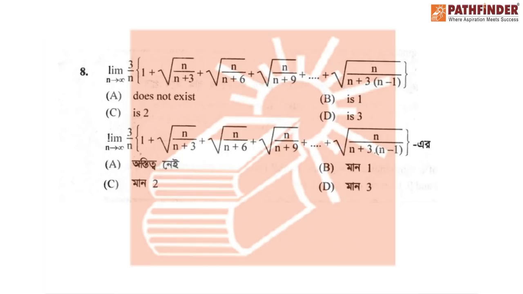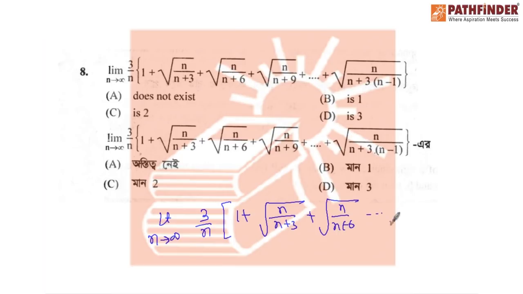Now next is question number 8. Question number 8 is a limit as n tends to infinity. So we can write the given function as limit n tends to infinity of 3 by n, then we have 1 plus root over n by n plus 3 plus n by n plus 6, and so on, up to n by n plus thrice of n minus 1.